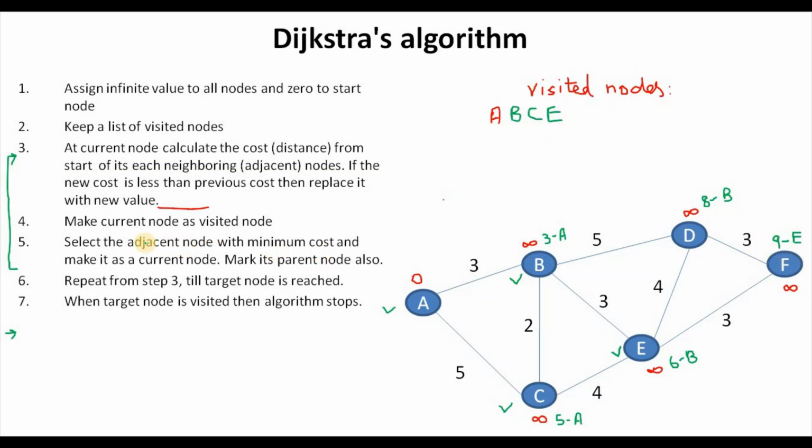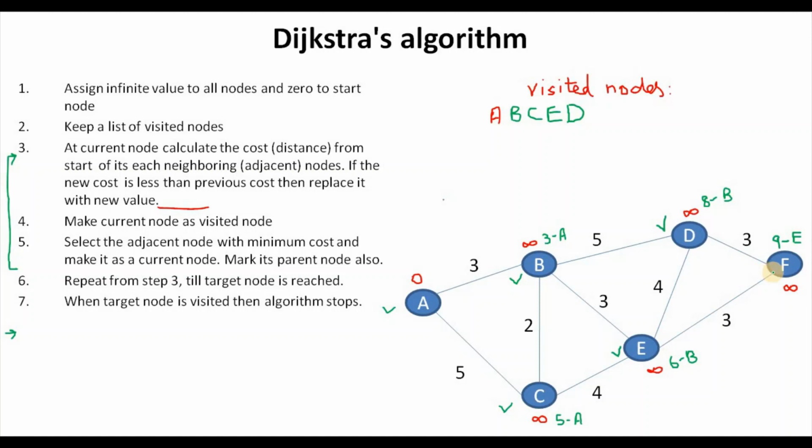And the next step says that make current node as visited node. So now we make it visited. We say we have visited the node D. We put it in this list. Okay. So after that, we select the adjacent node with the minimum cost. So this time we only have one node, so we move to node number F. We selected node number F.